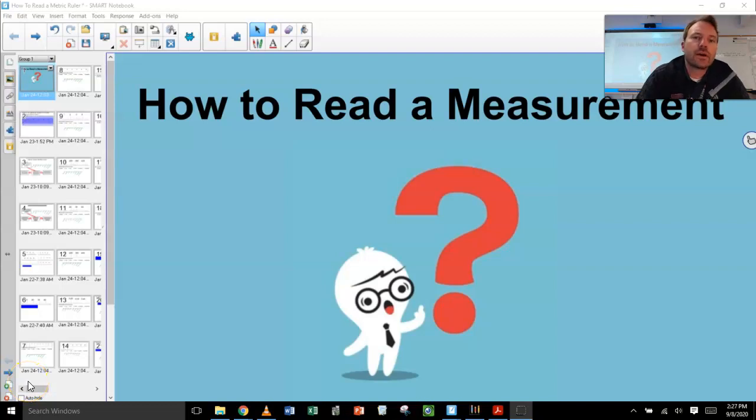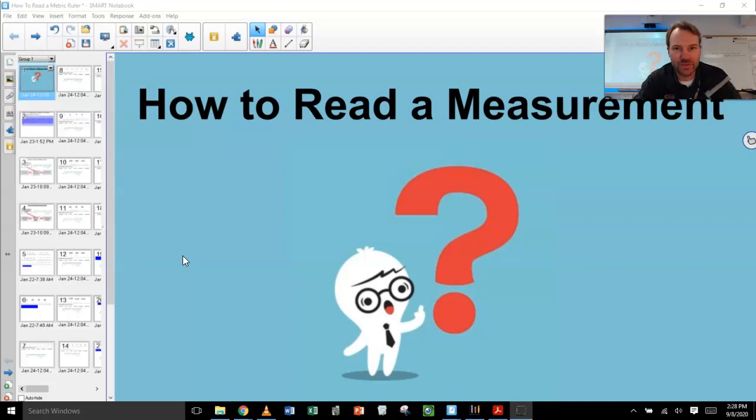Hey, physics friends. Today we're going to talk about how you make a measurement. It seems really ridiculous, and there's a little bit of a caveat to all of this. Making an accurate measurement is the foundation of science. We don't believe anything in science unless we can measure it.